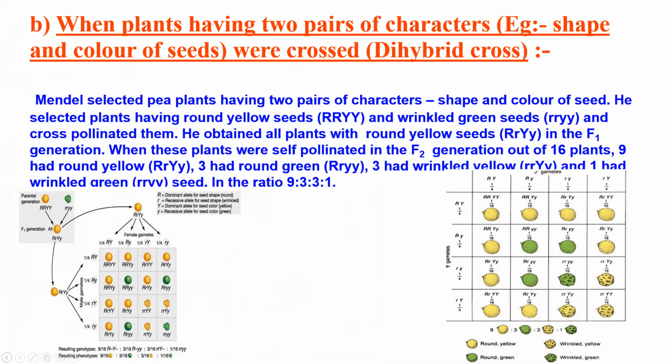Okay, and now the dihybrid cross. A dihybrid cross is a cross which has 2 different pairs of contrasting characters. Mendel chose round green seeds and wrinkled yellow seeds. So we'll just do the cross. The cross goes like this.